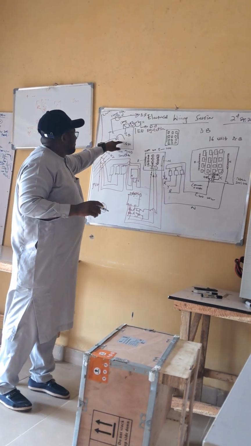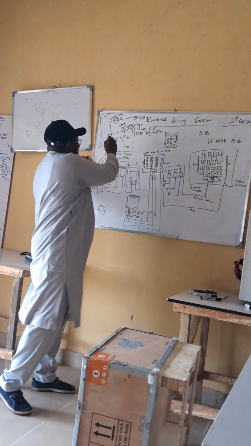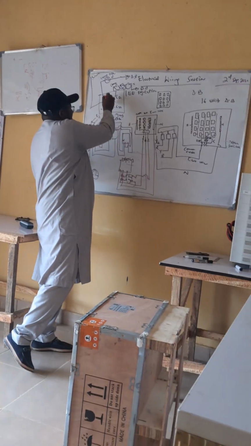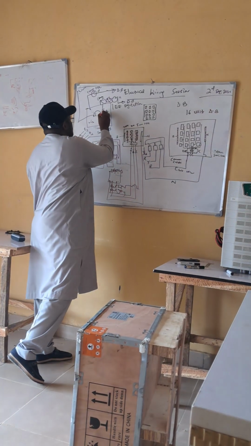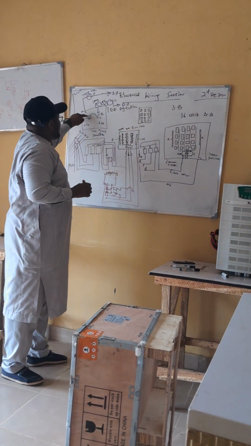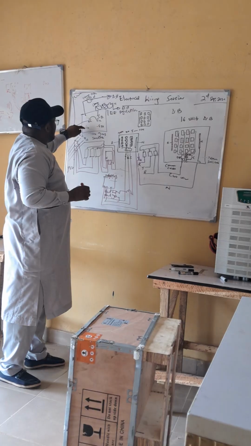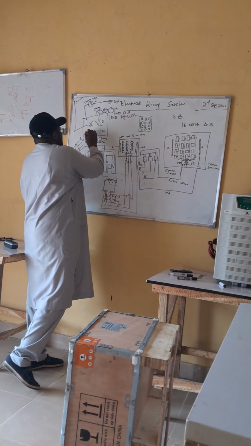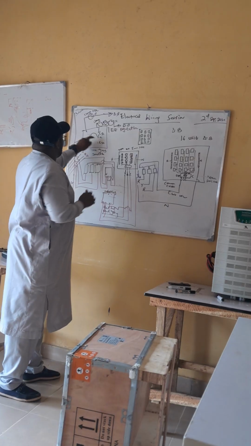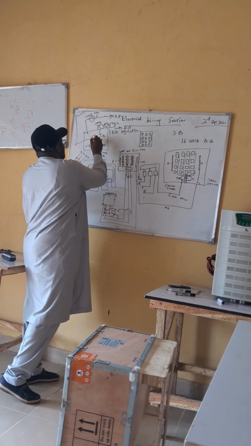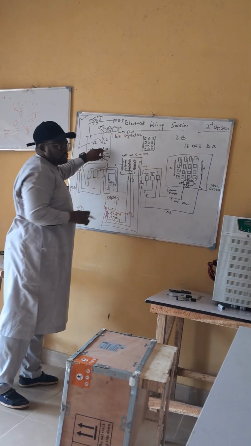Then, for you to get power to the second terminal, or the second switch, what are we supposed to do? We have to link a cable from L here to this point. This is L2. We have L1 and L2, L11, L1, L11, L2. And this is L21 and L22 here.